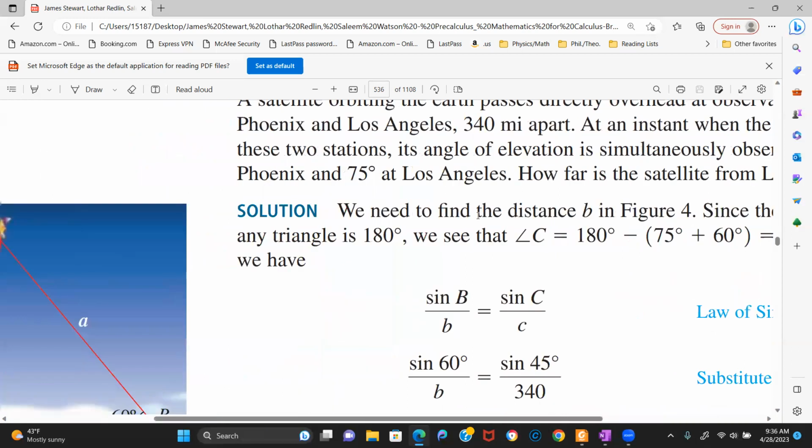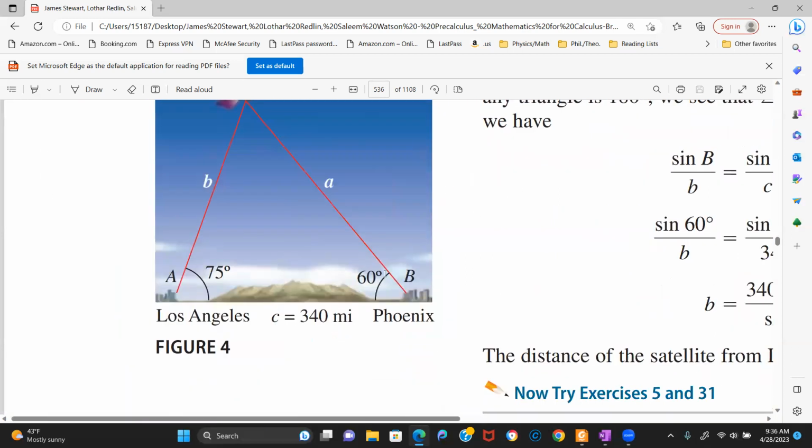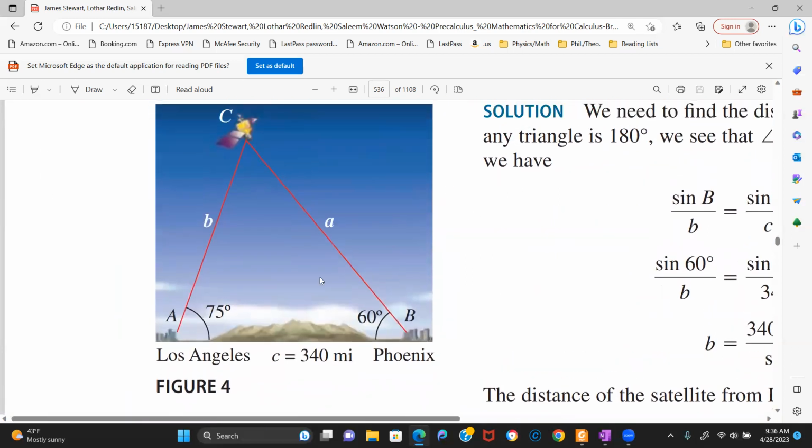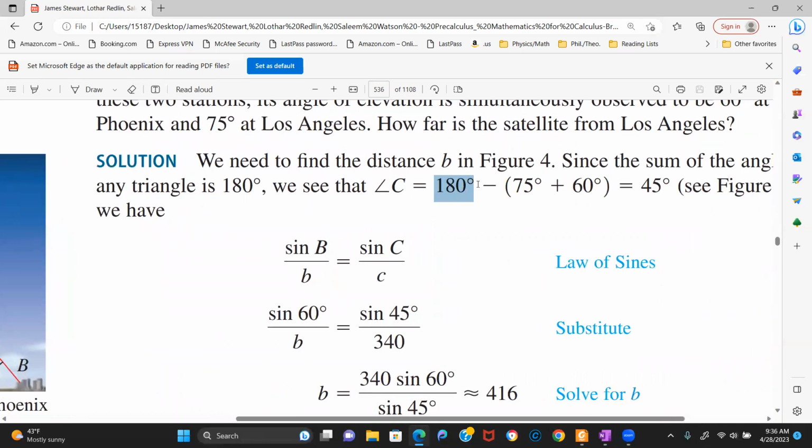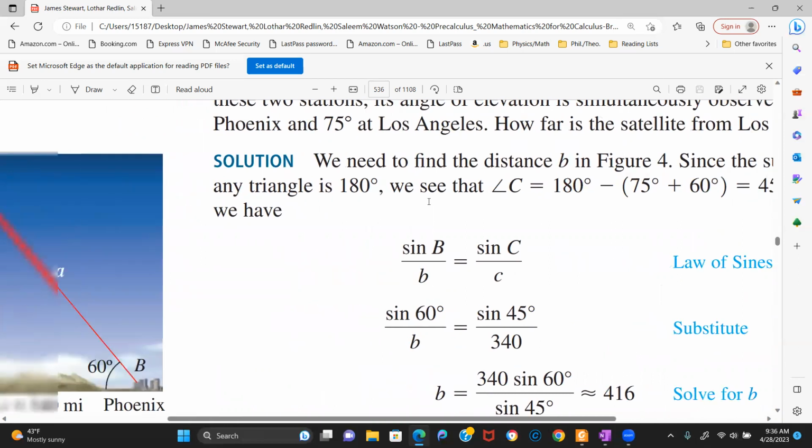Now we know these two angles. We're going to use a fact about triangles, that the sum of the three angles has to be 180 degrees. That allows us to figure out angle C. Angle C is going to be 180 degrees minus the sum of the two angles, so it gives you a 45-degree angle.